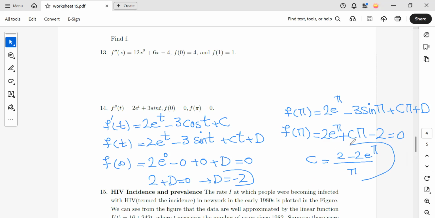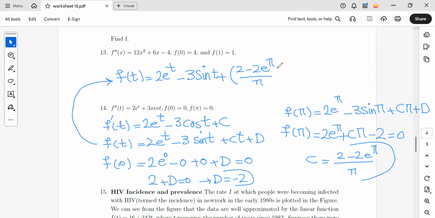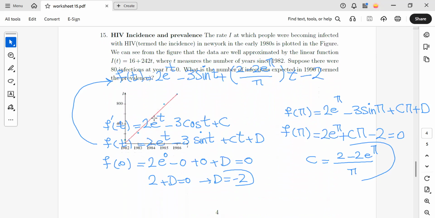And by plugging all these back into f of t, we would have f of t as 2e to t minus 3 sine of t plus c, which is 2 minus 2e to pi over pi, times t here, and plus d, which is -2. Okay, let's move on to the next one, number 15.